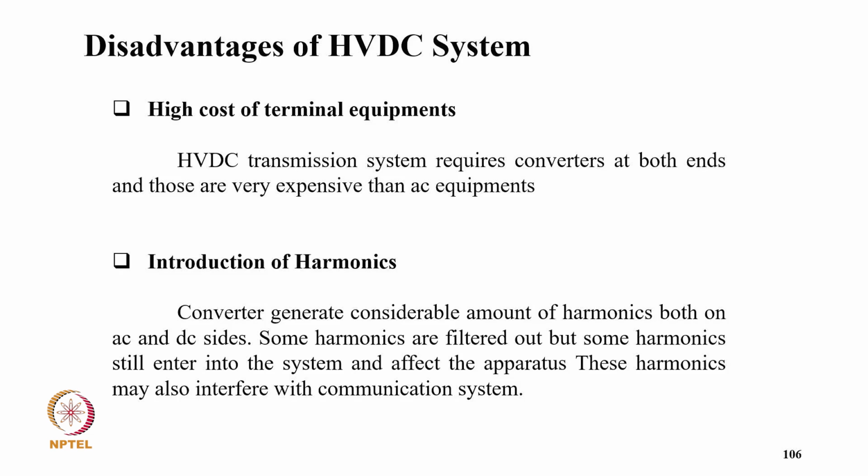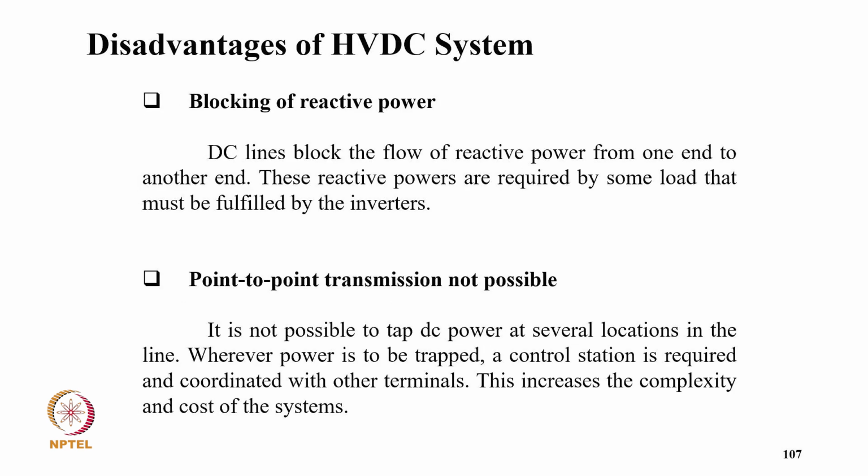HVDC transmission requires converters at both ends, and those are very expensive compared to AC equipment. Now, introduction to harmonics: the converters generate a considerable amount of harmonics on both the AC and DC sides. Some harmonics are filtered out, but some still enter the system and affect the apparatus. Those harmonics may also interfere with the communication link system.